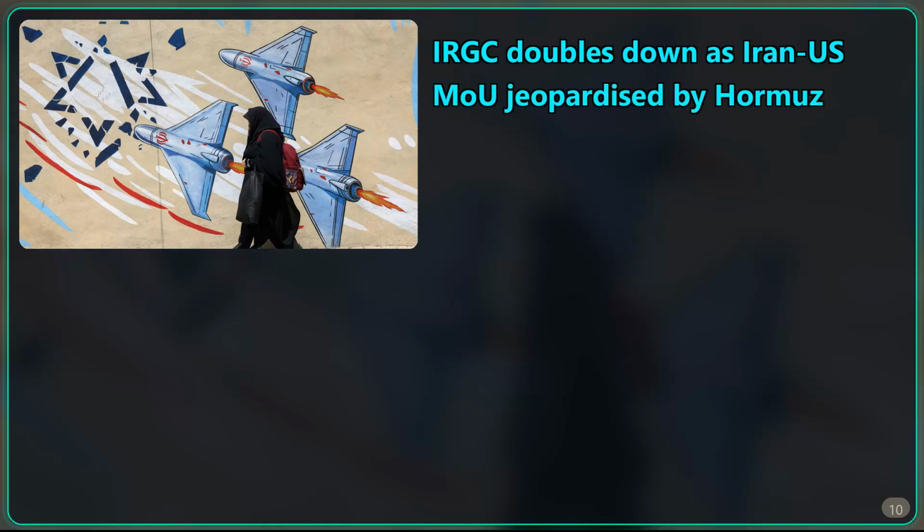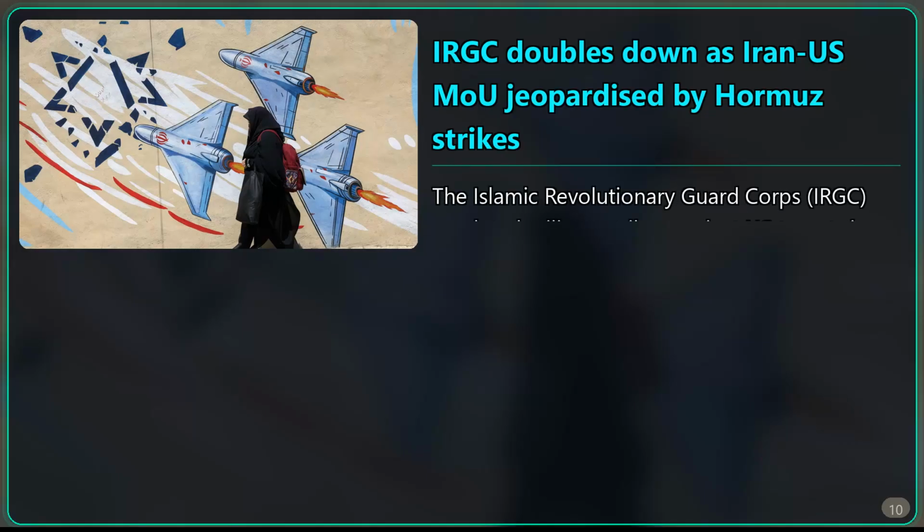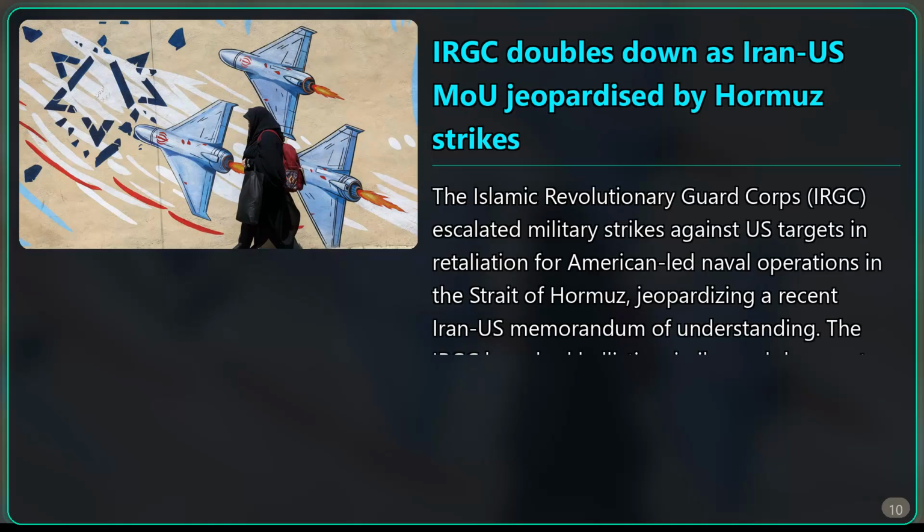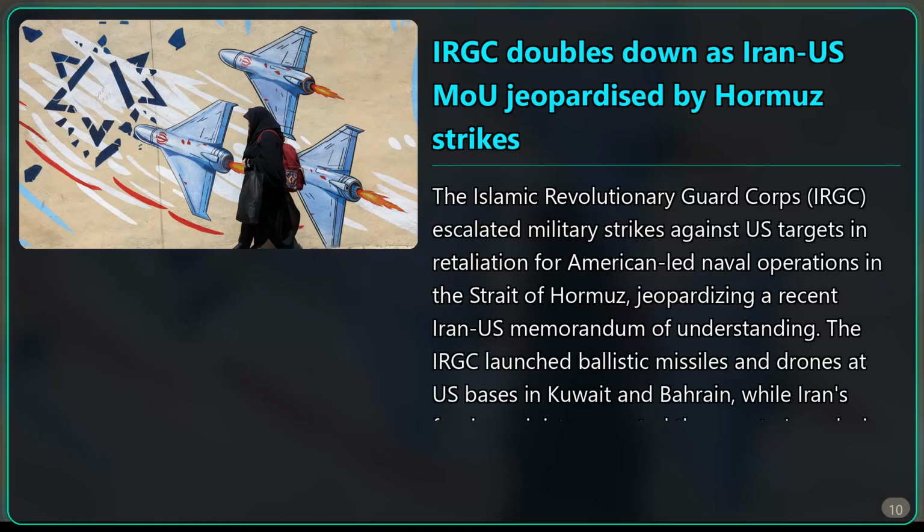Iran doubles down as Iran-US MOU jeopardized by Hormuz strikes. The Islamic Revolutionary Guard Corps escalated military strikes against U.S. targets in retaliation for American-led naval operations in the Strait of Hormuz, jeopardizing a recent Iran-U.S. Memorandum of Understanding. The IRGC launched ballistic missiles and drones at U.S. bases in Kuwait and Bahrain, while Iran's foreign minister asserted the country's exclusive control over the strategically vital waterway.